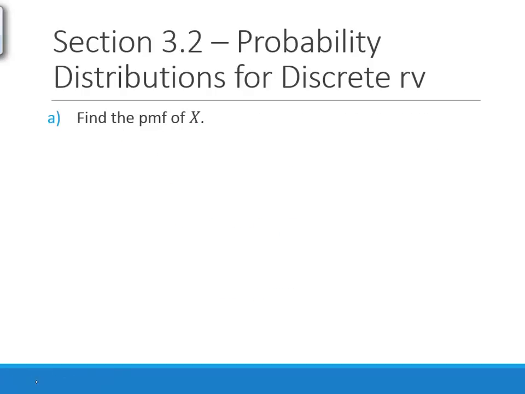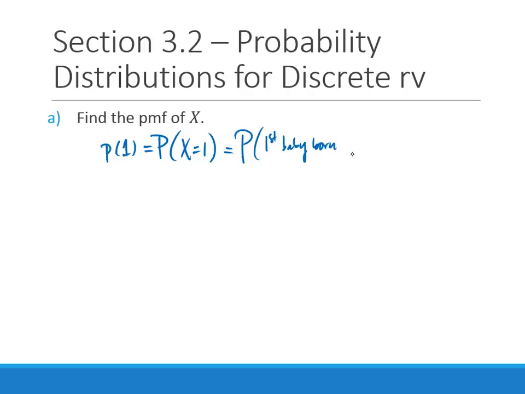Okay, with that in mind, let's talk about finding the PMF of X. Again, we have to write this down for every value of X, or hopefully we can get some sort of formula so we don't have to write everything down here. Let's start with the first one. We have P of 1, which is the probability that X equals 1. What has to happen for X to be equal to 1? Yeah, that's exactly right. This is just the probability that the first baby born is a boy. We could shorthand that and say that's the probability of B, the probability of getting a boy.